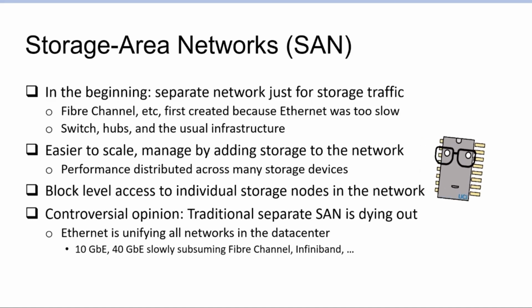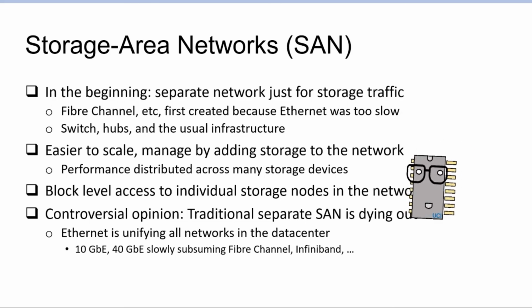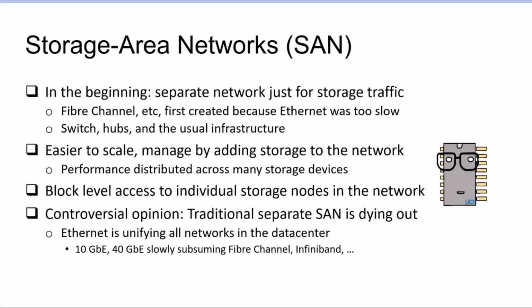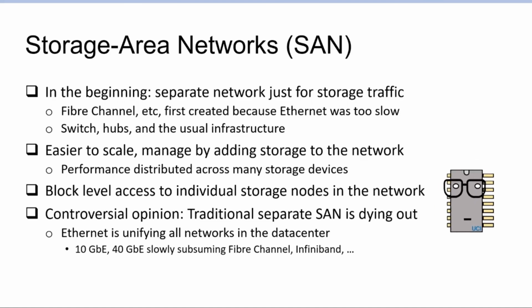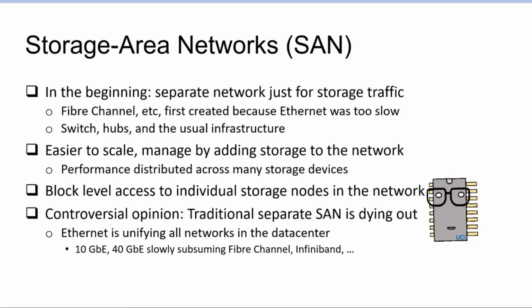It is easier to scale because it is managed by just plugging more storage into the wall to connect it to the SAN ports. And performance is distributed across multiple storage devices. So you can get pretty good scalability, you can get pretty good performance. So that used to be a very important, popular way to get network storage. And typically SANs, unlike NAS devices, don't expose a file system abstraction. They expose block level access, so page level access into the individual storage devices in the network.